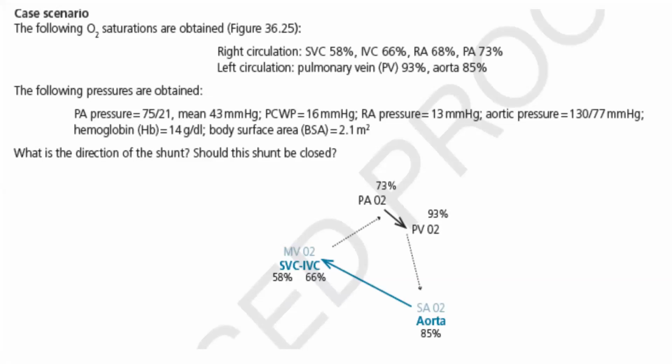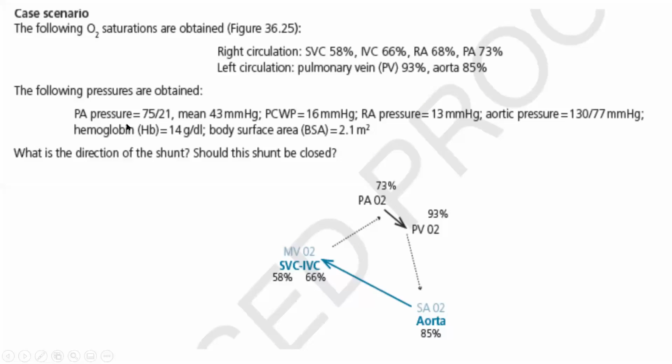This is another case, a little more difficult. So I plugged in the numbers for you here. So these are the O2 saturation, SVC 58, 66 IVC, PA sat is 73%, pulmonary venous sat, here it was sampled, and here it's okay. It was the left upper pulmonary vein, but it's okay. Even though it's only one vein, it's relevant in this case. I would use it. So it is 93%. And the aortic systemic sat is 85%, okay? So look at those numbers and think of the shunt.